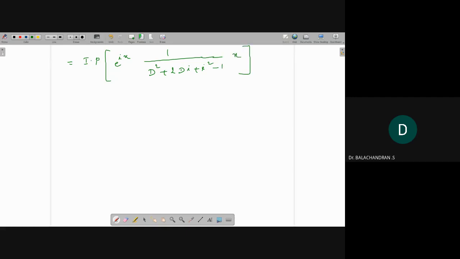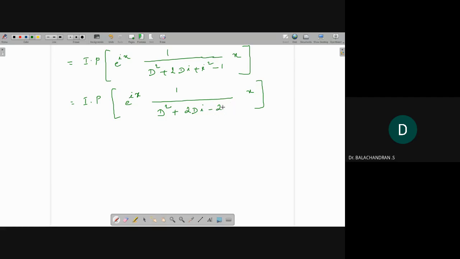So this is equal to the imaginary part of e power ix times 1 by D square plus 2Di minus 1. Here i square is minus 1, so here also we have minus 1. So the constant is minus 2 into x. Now I'm taking the constant out, because here the constant is present, so that's why I'll take the constant.